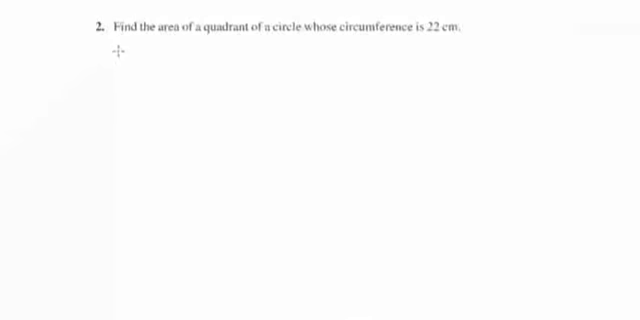Question 2 of this exercise says find the area of a quadrant of a circle whose circumference is 22 centimeter. So the circumference of a circle is given, that is 22 centimeter, and we know the formula to find the circumference, that is 2 pi r, and that equals 22. From here we will get the value of the radius. So it will be 2 into 22 by 7 multiplied by the radius equals 22.